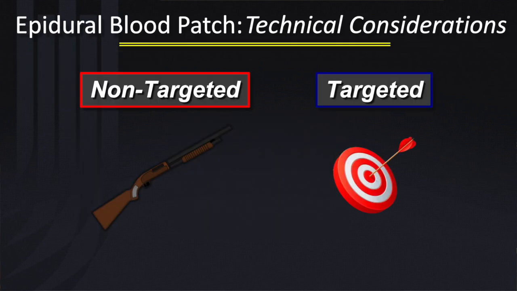So, what are some of the technical considerations? We're talking about non-targeted, which is a shotgun approach where we just put the blood in there and have no concern for where the leak is necessarily. We hope we cover it, versus targeted, which is directed at the leak. So the fundamental difference here is that for targeted patching, you have to be able to do all these myelographic techniques that Marcel and Lal and others have shown.